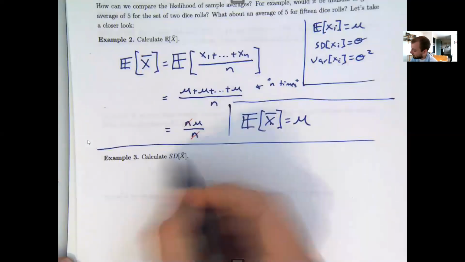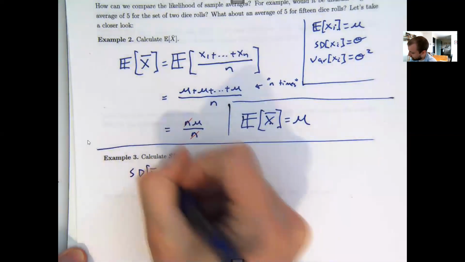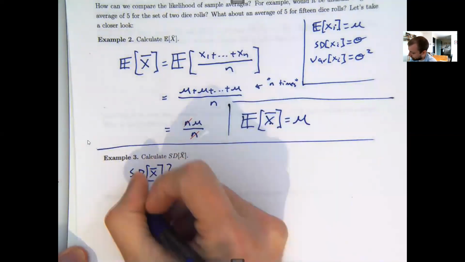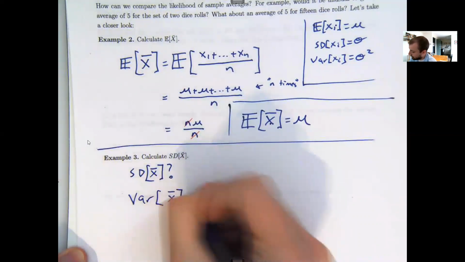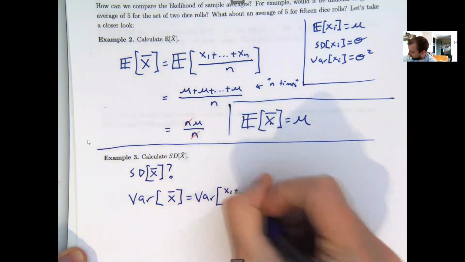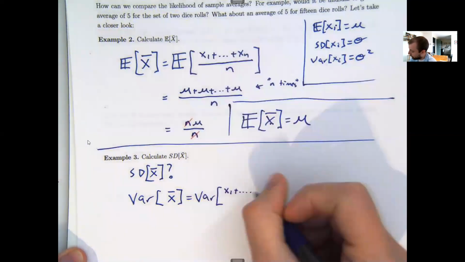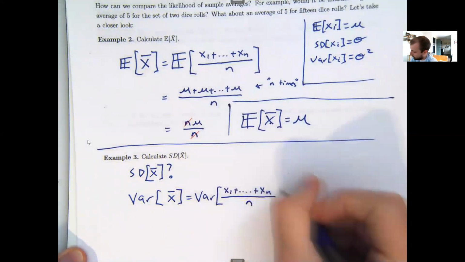In order to find the standard deviation, I'm going to first find the variance. And the variance, I'm looking at the variance of the first trial, plus the second trial, plus third trial, all the way up to the nth trial. And I'm dividing by n.